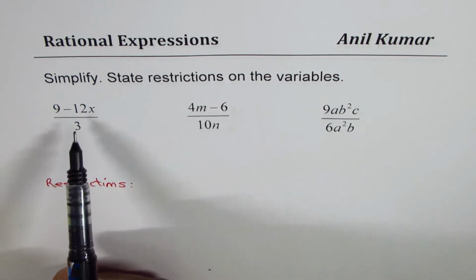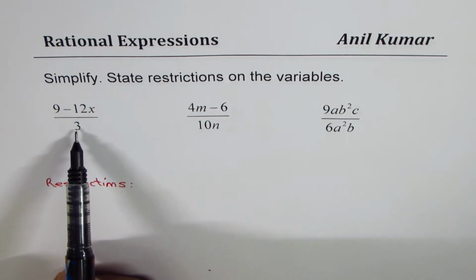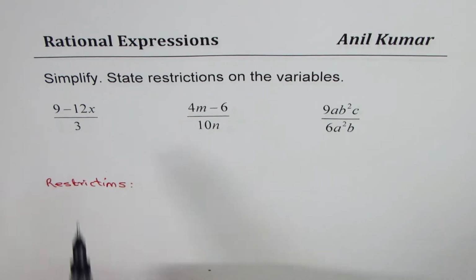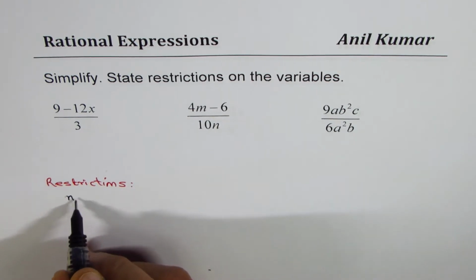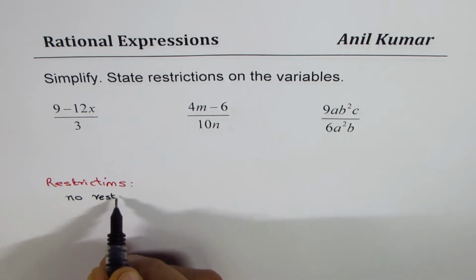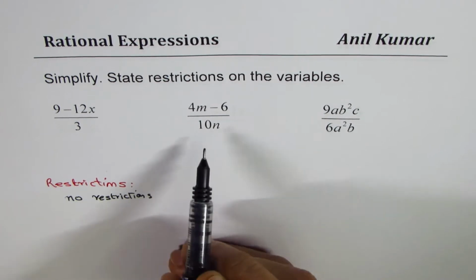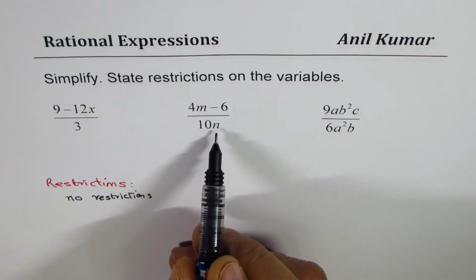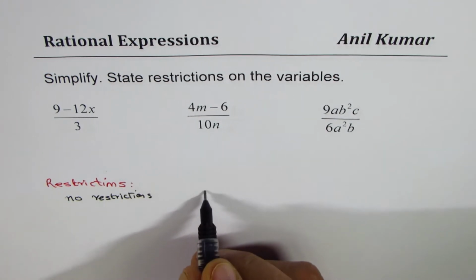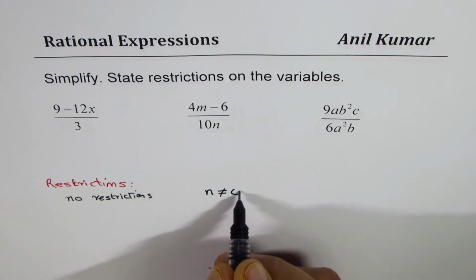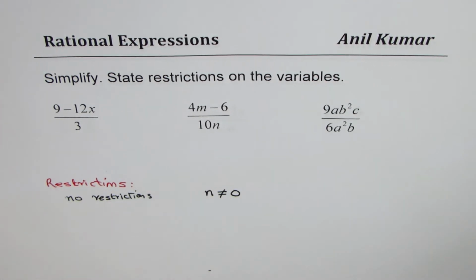In the first case, the denominator is a constant 3, and 3 can never be 0, right? So here we have no restrictions. In the second case, the denominator is 10 times n. Now 10 is a constant, but n could be any number. It's a variable. So we have a restriction here that n is not equal to 0. So the denominator cannot be 0. You cannot divide any number or an expression by 0.